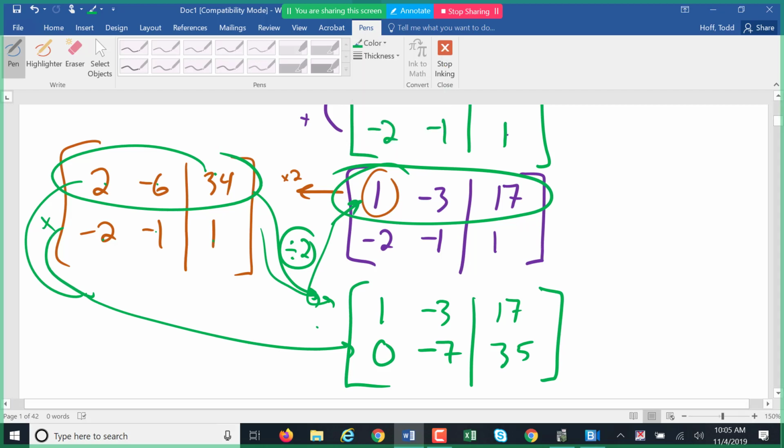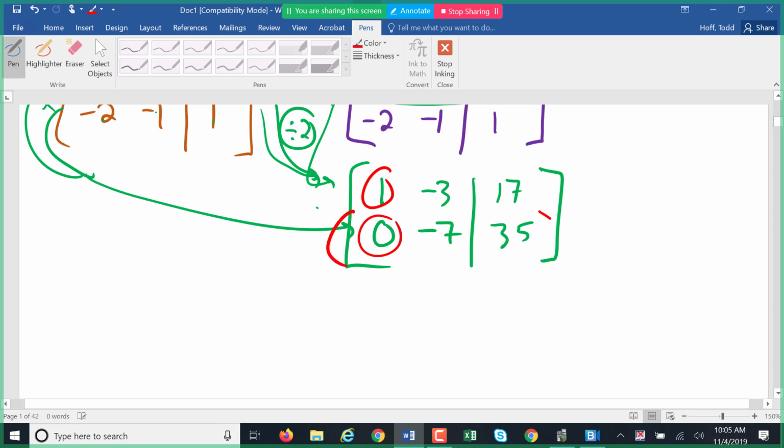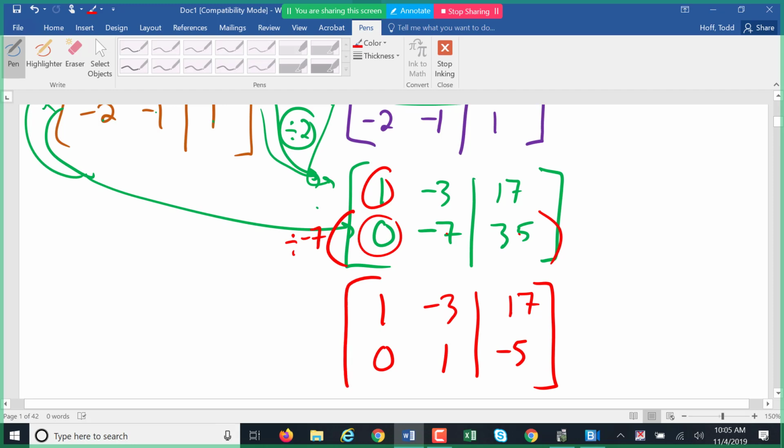So we're 2/3 of the way there. We have a 1 here, we have a 0 here, but we don't have a 1 here anymore. We've got a -7. So there's two ways of thinking about it. I can divide that row by -7, or I could say I'm multiplying it by -1/7. Either way, my top row does not change. My bottom row, however, 0 divided by -7 is still 0. -7 divided by -7 is 1. 35 divided by -7 is -5. This is now in row echelon form.